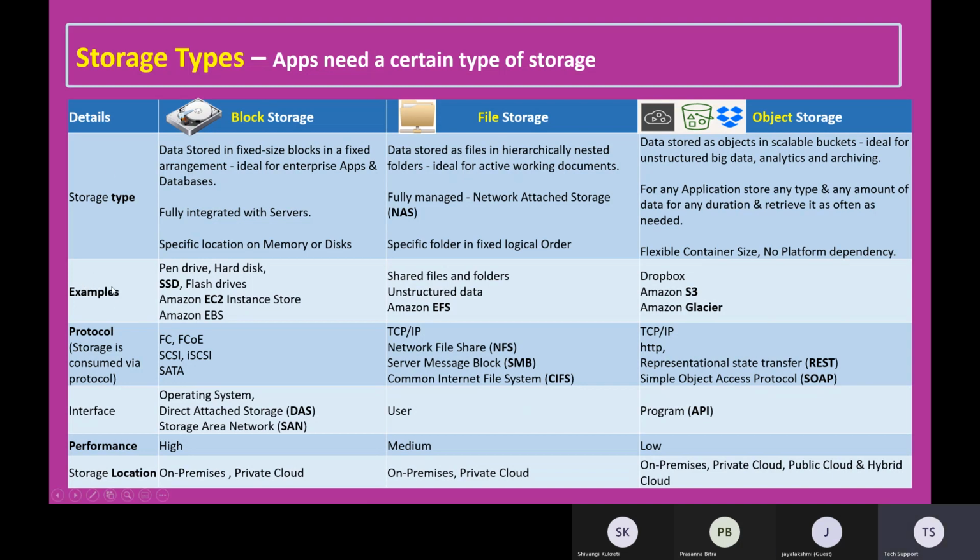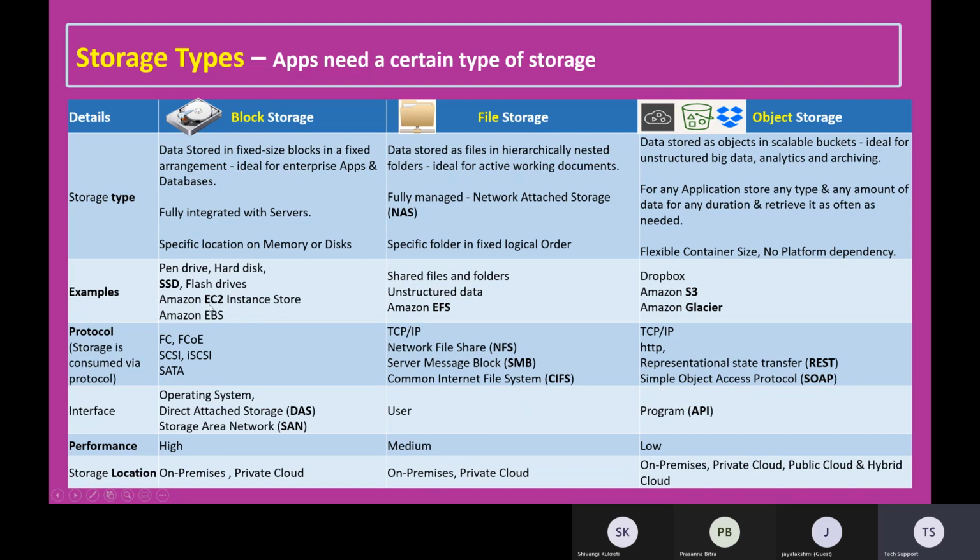And let's verify the examples for storage types. The examples are a pen drive, which is also one of the block storage, and hard disks. We have different types of hard disk: HDD, SSD (solid state drive), and also the latest flash drives. Nowadays even public clouds have started releasing specific storage types. I have given one example for Amazon, the most popular vendor for public cloud. Amazon offers one block storage type called EC2 instance store.